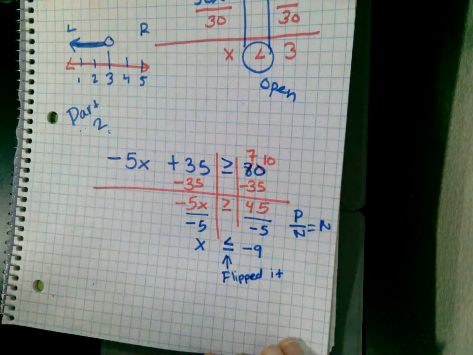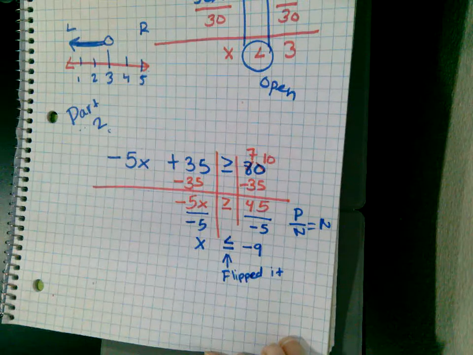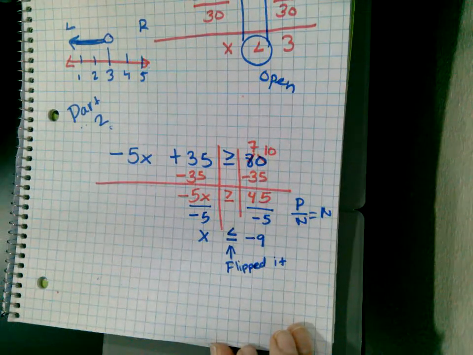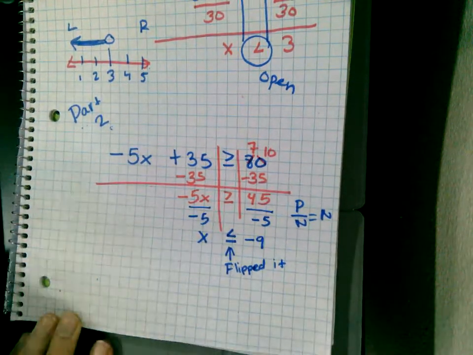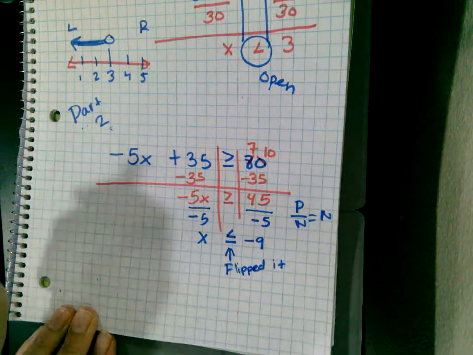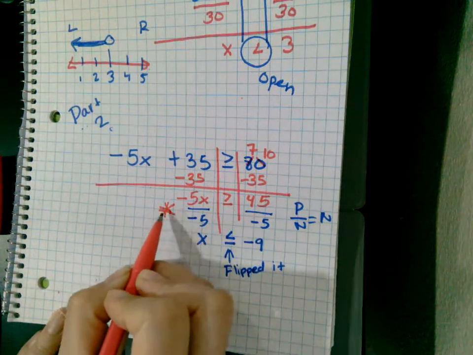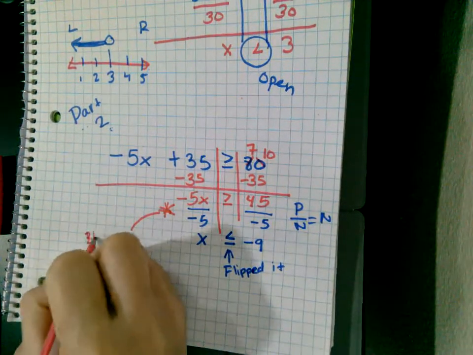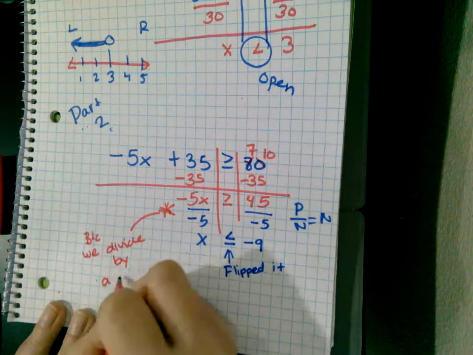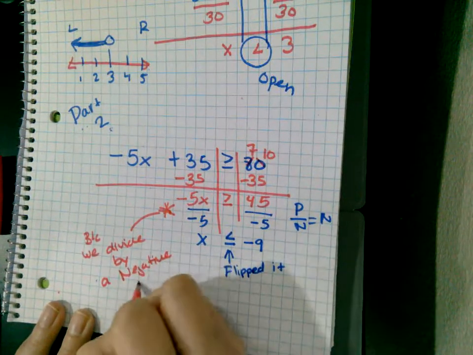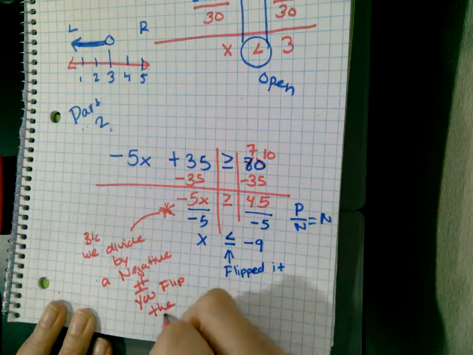Okay, we spent 3 weeks not flipping it. Why all of a sudden are we flipping it? What's different? The difference is not that the answer is negative, because we have had negative answers. The difference is right here: because we divided by a negative number, you flip the inequality.